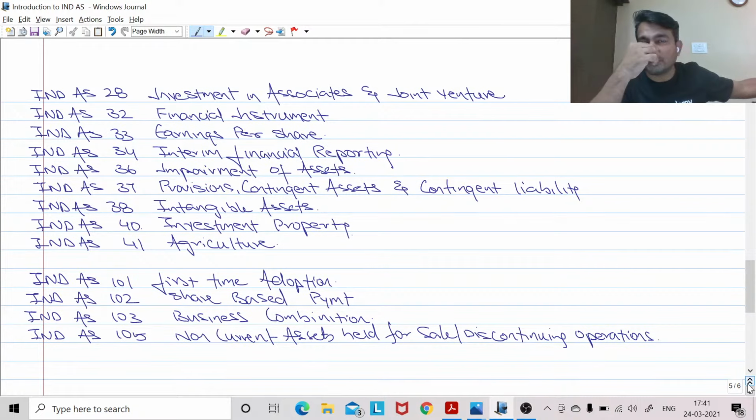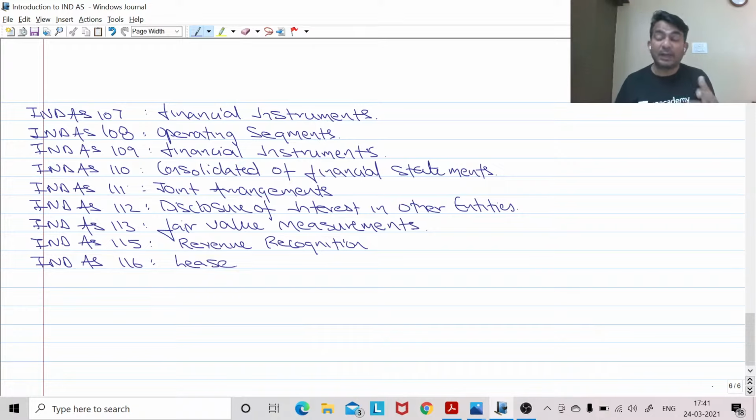Okay, IND AS 101 first time adoption, 102 share based payments, 103 business combination. It is a very big chapter, and a very important chapter for students, which we will revise too, okay? 105 non-current assets held for sale and discontinued operations. Once they are classified as non-current assets held for sale, guys, we should stop charging depreciation. Right? Guys, IND AS 107 financial instruments disclosures, lovely standard. IND AS 32, 107, 109 financial instruments.